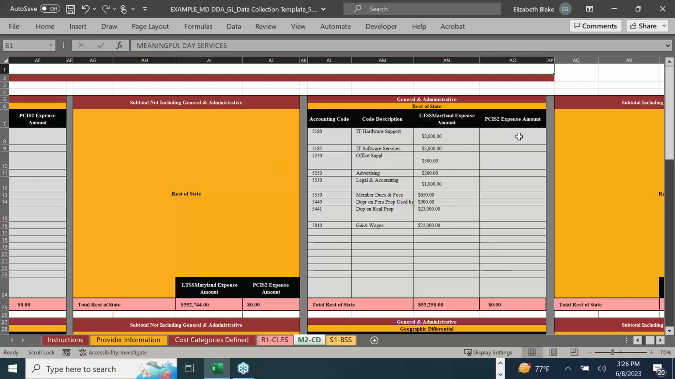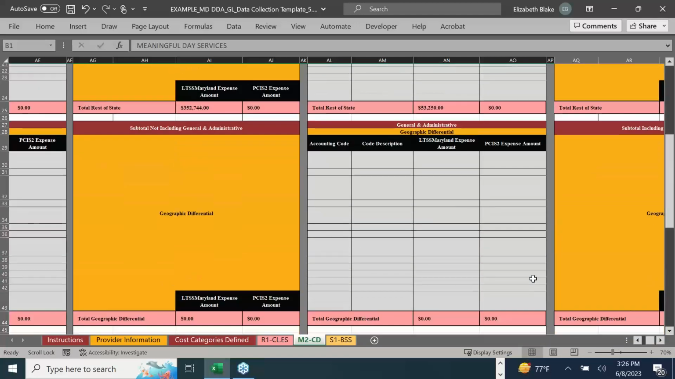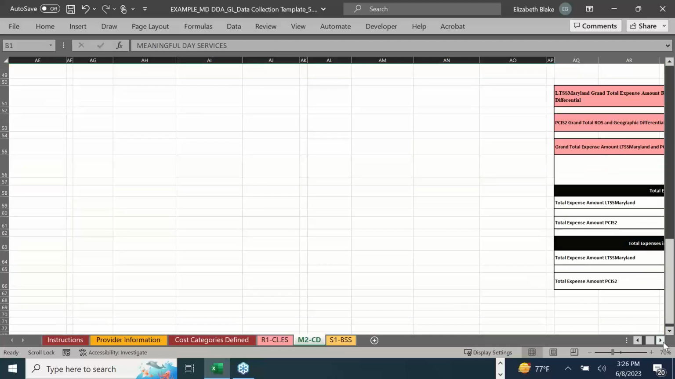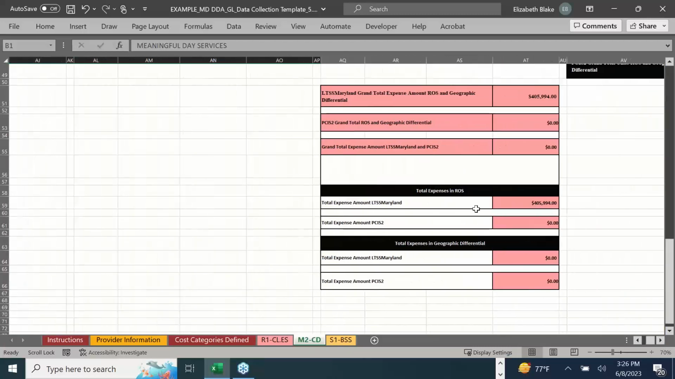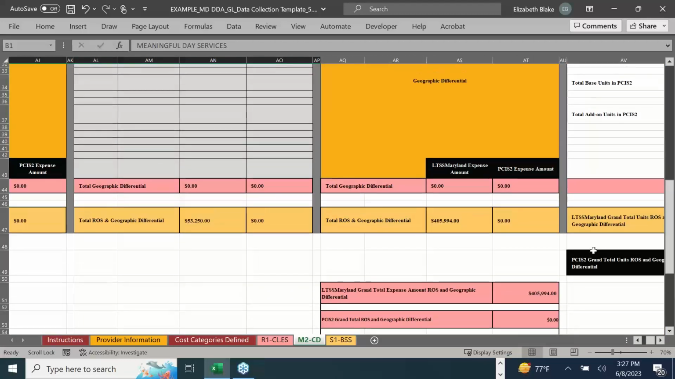So if you have expense amounts in PCIS 2, you'd put the expense amount here and then just leave the LTSS blank. Or if you were billing in both systems, you can put each of their respective costs there, and then everything will be totaled up just like it was on the last tab, except we have a little bit more information that we're totaling here.